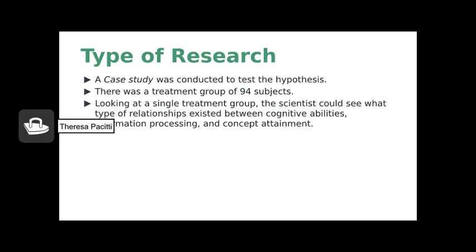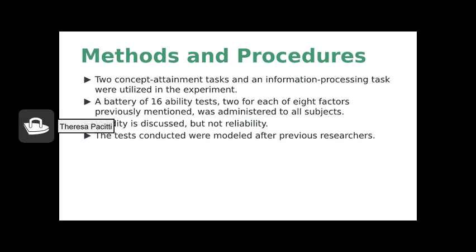A case study was the type of research utilized in this study with a treatment group of 94 subjects. Researchers were studying what types of relationships existed between cognitive abilities, information processing, and concept attainment. A battery of 16 ability tests were used and administered to all subjects. The study discussed validity but not reliability.